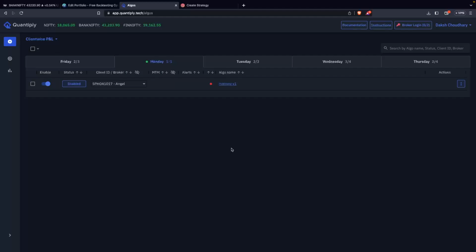This might feel difficult or laggy, but to be very honest, it is done almost in a second. There is only some 20 to 30 millisecond delay between generating an entry and the order being placed on your broker. So this is how algo trading works.